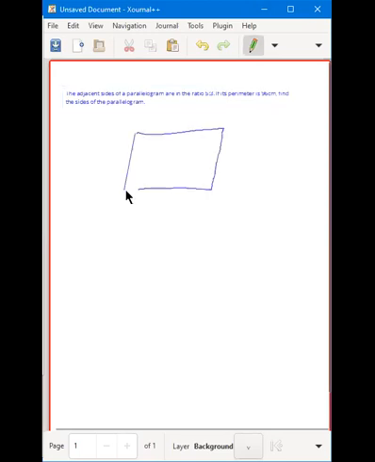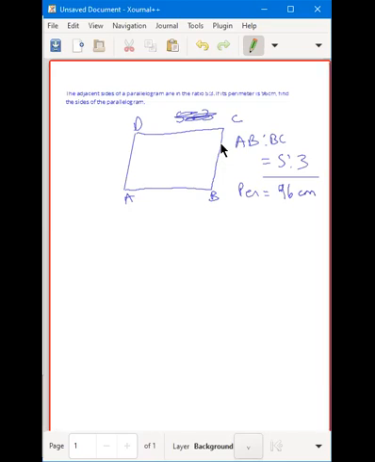You can take it in any order, but let's take it as A, B, C, and D. See, we are given this is the ratio 5:3. The ratio of the sides, that is AB is to BC, is given to you as 5:3. And perimeter is given to you as 96 centimeters. You need to find out both the sides. Quickly solve it and let me know the answers.